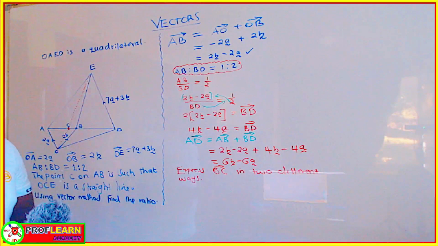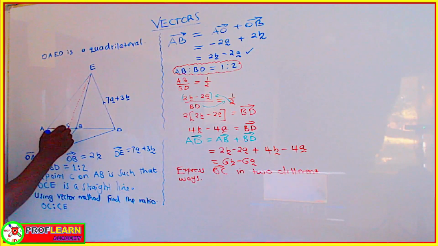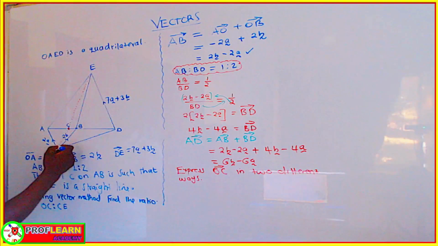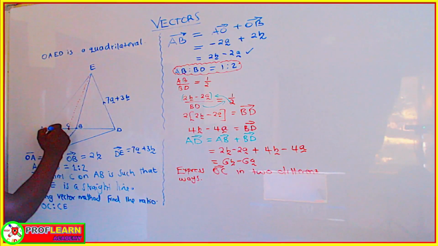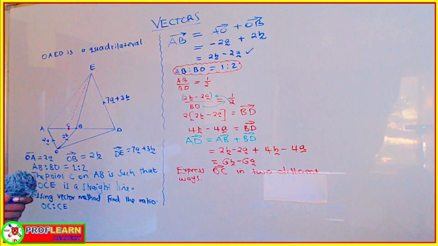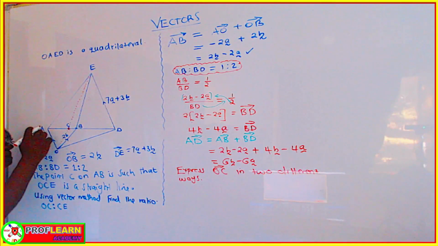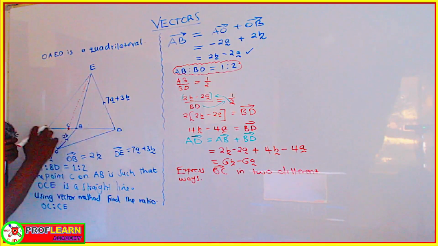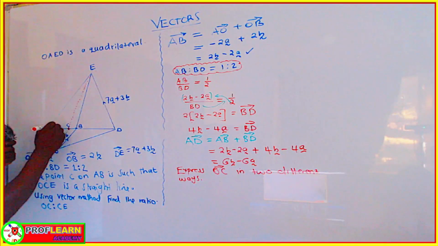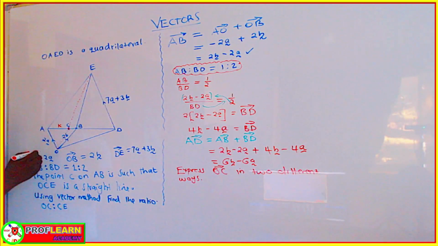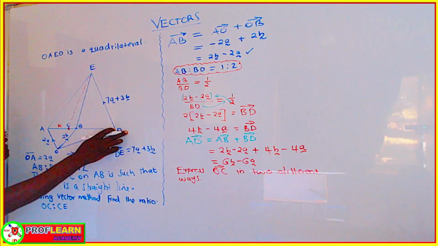So what do I mean by saying that? We can get OC by moving from O to A, then from A to C. But we are going to assume that there is a ratio, a fraction K, that divides line AD in order to give us AC.